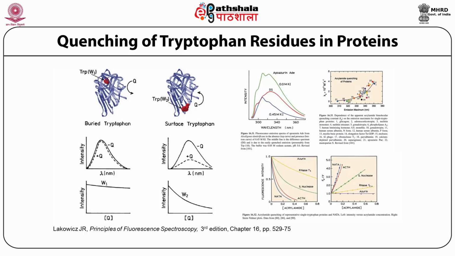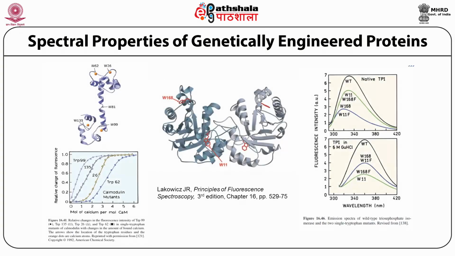You can see the quenching by acrylamide of azurin, ribonuclease A, S-nuclease A, ACTH, all having different types of features because they have different content of buried and surface tryptophan. We try to show that the mutation of different tryptophans gives different spectral properties, because it clearly indicates the position of tryptophan in a protein, whether it is located on the surface or buried inside.